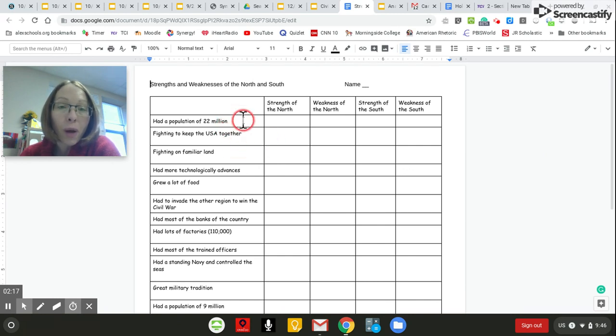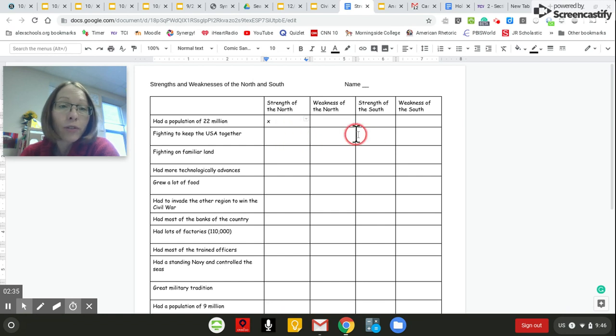talked about. Had a population of 22 million. Which side had the larger population? Our reading told us that the 22 million was the North. Now, having a population of 22 million, is that a strength or a weakness? And I would say it's a strength of the North, so you're just going to put an X right there.